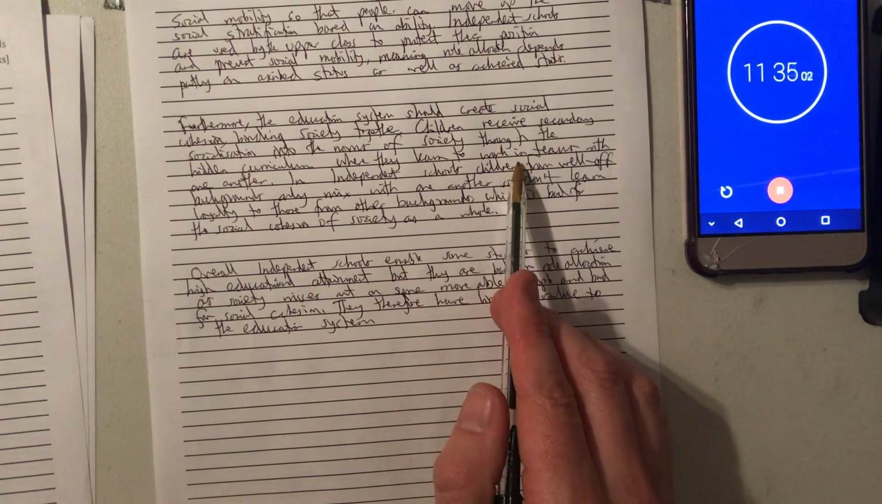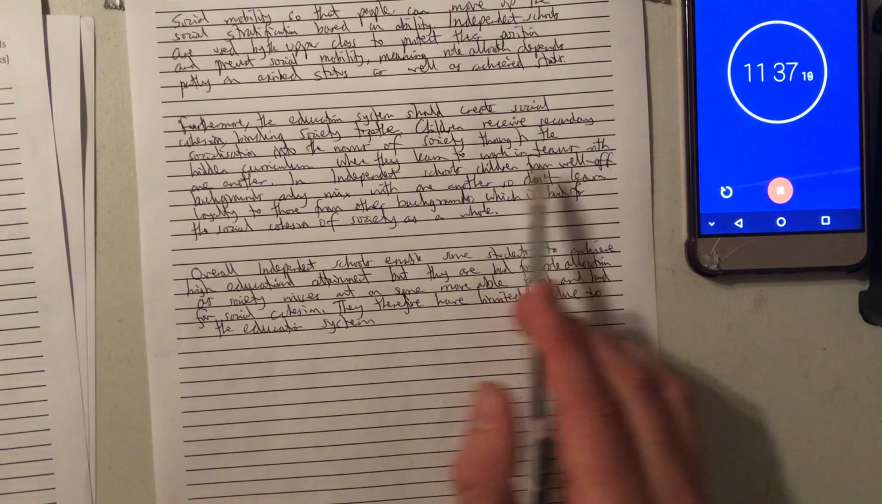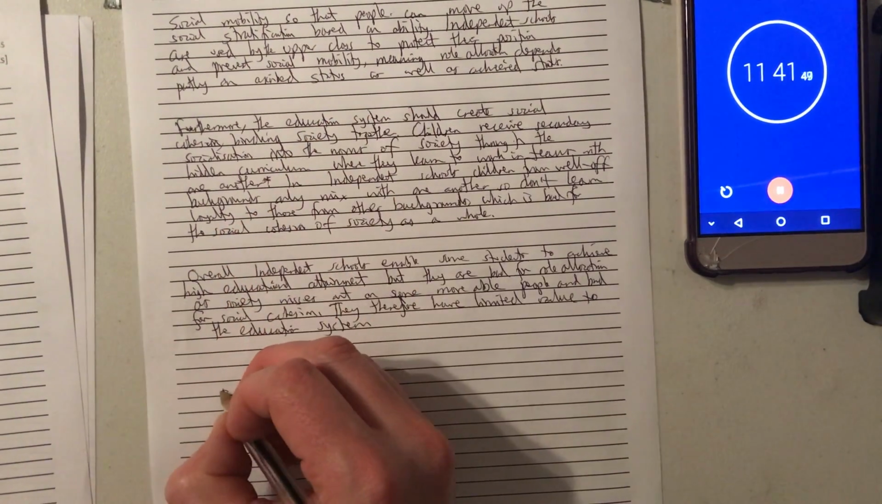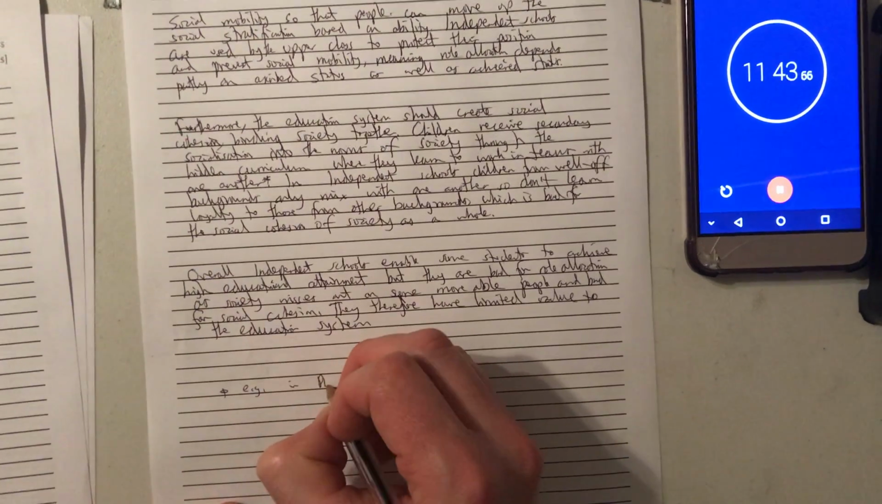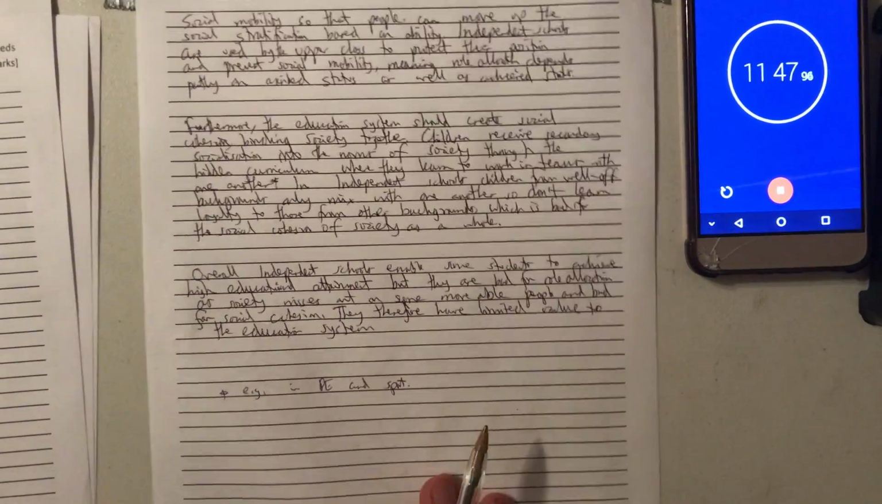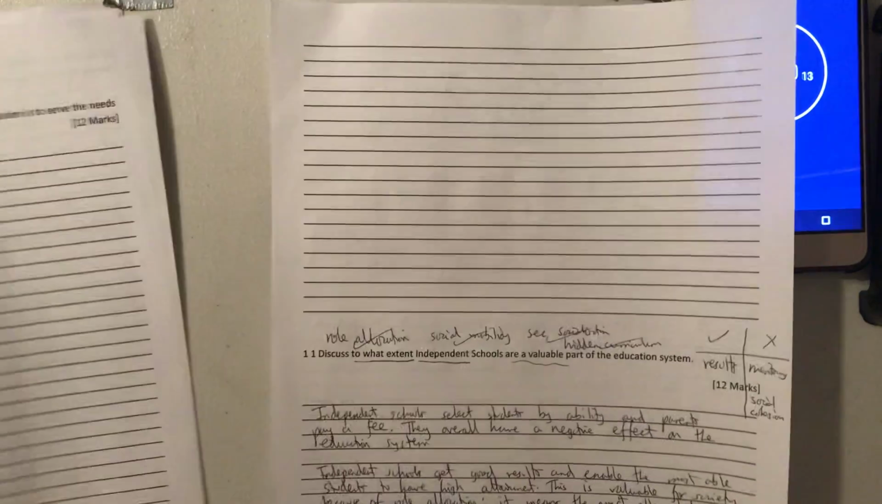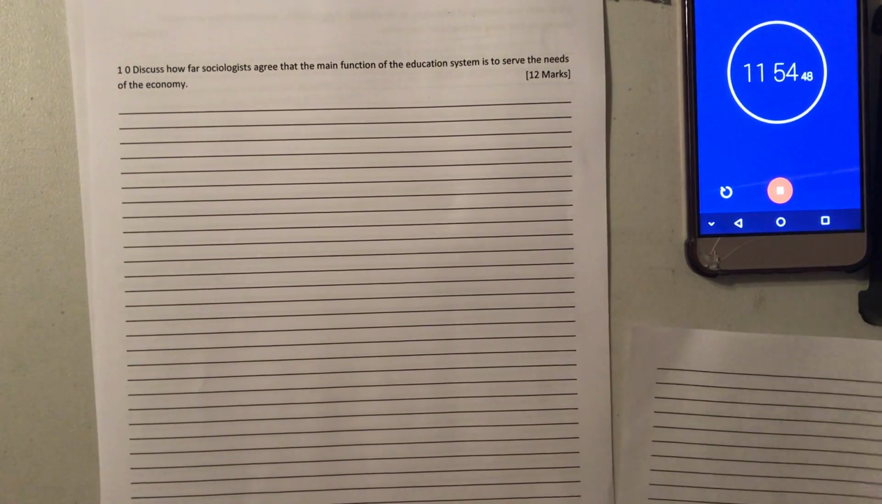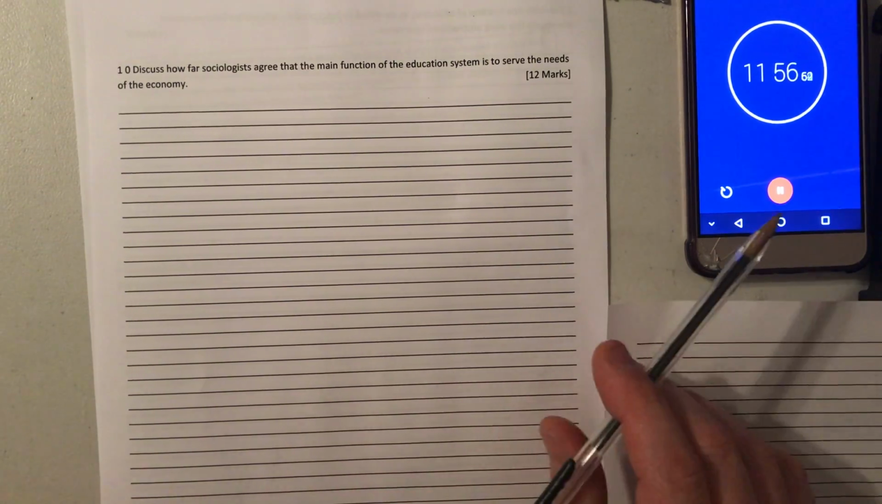Let's just improve this slightly, where they learn to work in teams with one another. Let's go for e.g. in PE and sport. Okay, coming up to 12 minutes. Let's go back to the previous question 10 this time. I'll just wait for my 12 minutes to go, and then I'll be bang on time.